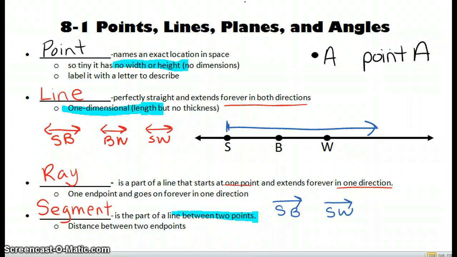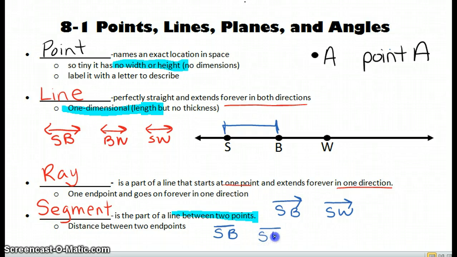So if I go back to my line up here, I could talk about the segment just between S and B, and I would label it with a line on top with an S and B underneath. Notice I do not have arrows, which means the line stopped at B and started at S. I could also have segment SW, which means it started at S and ended at W. That is a line segment.